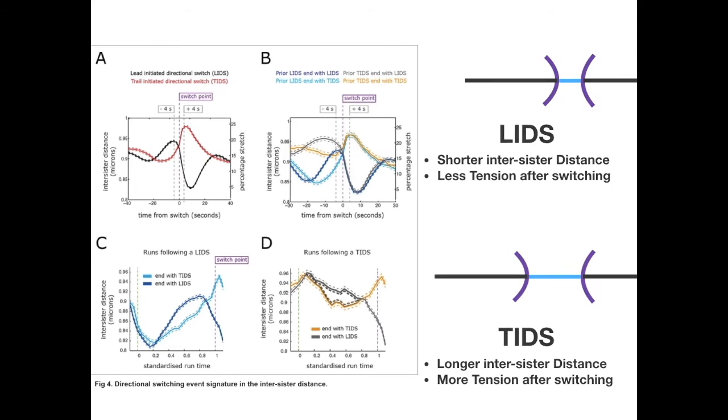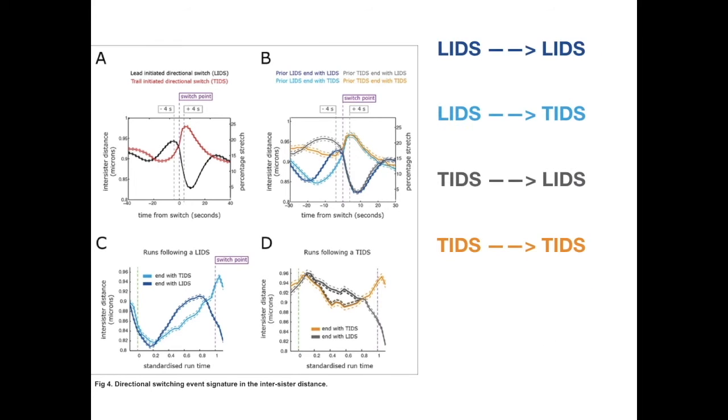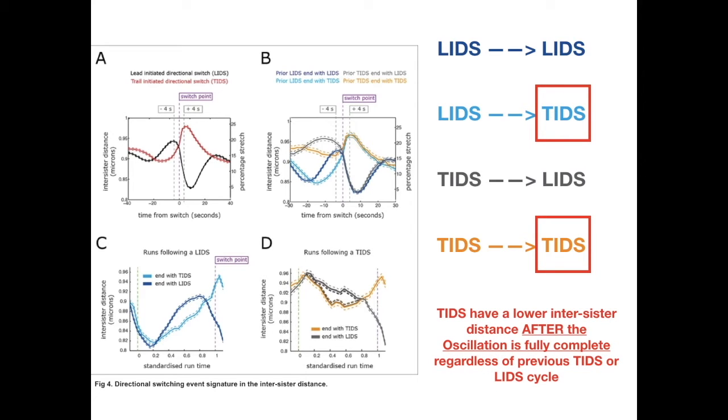Also, in figure 4, they begin looking for trends in a cycle of LIDs then TIDs, or of TIDs then LIDs as the chromosomes oscillate. Whether or not you come from a LID into a TID or vice versa seems to play a role on the overall tension between the sisters. They found that TIDs overall have a lower inner sister distance regardless of whether the previous switch was a LID or a TID. This can be seen at the end of the graph in 4b.